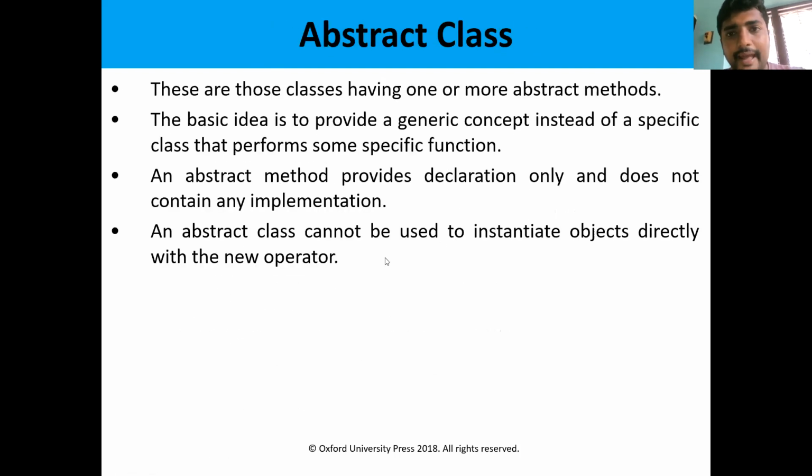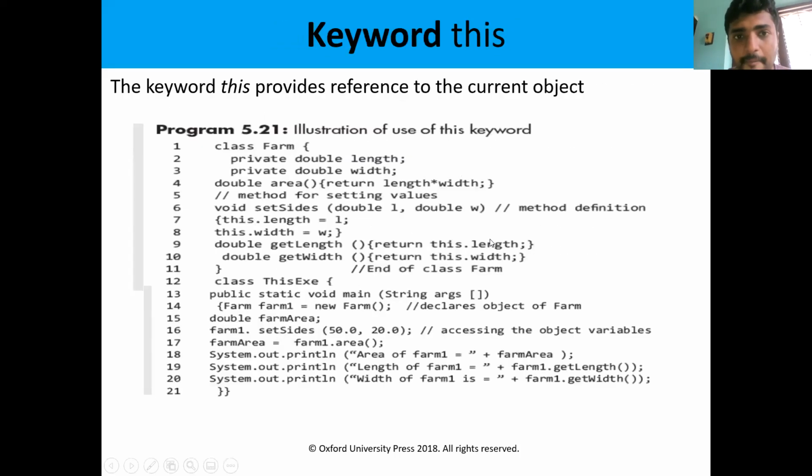Final keyword. Then abstract class. This was already discussed. Abstract class means the class which consists of abstract methods. Abstract methods, that is, a skeleton method, only declaration, is called an abstract method. These will come next.